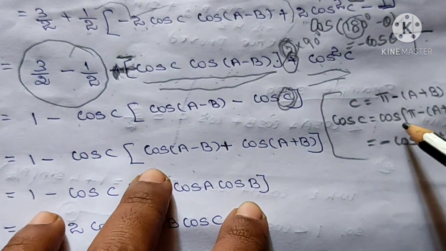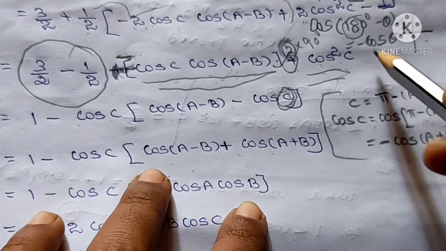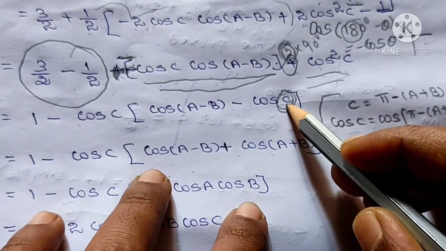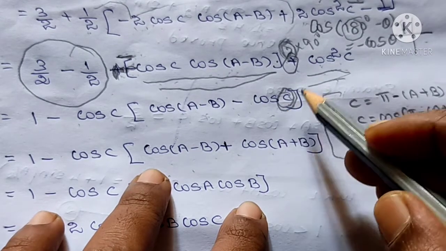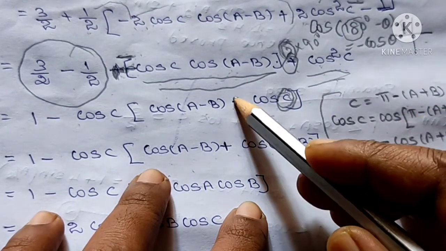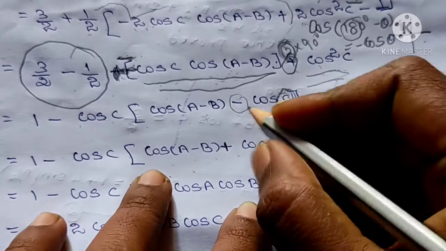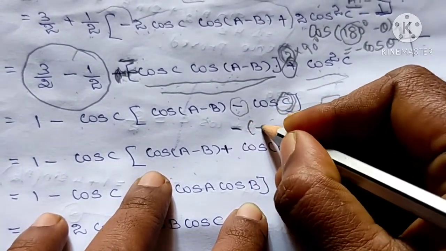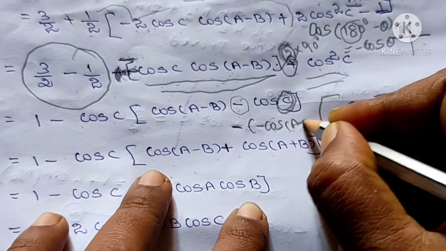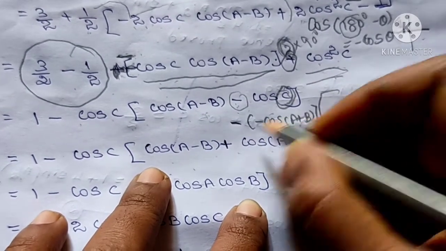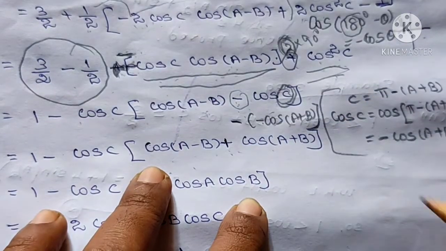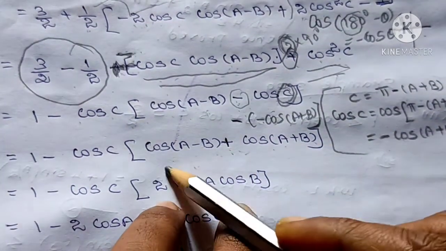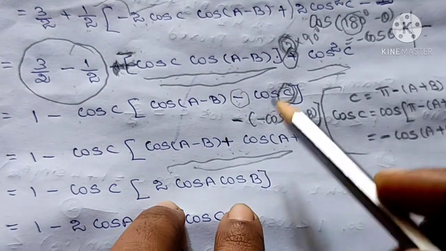The cos value of 180 degree minus theta, already studied, is minus cos theta. So, in place of cos C we get minus cos (A plus B). Minus into minus we get plus, because this already has one minus. Then cos C is minus cos (A plus B). So minus into minus, here we get plus. So cos (A minus B) plus cos (A plus B).